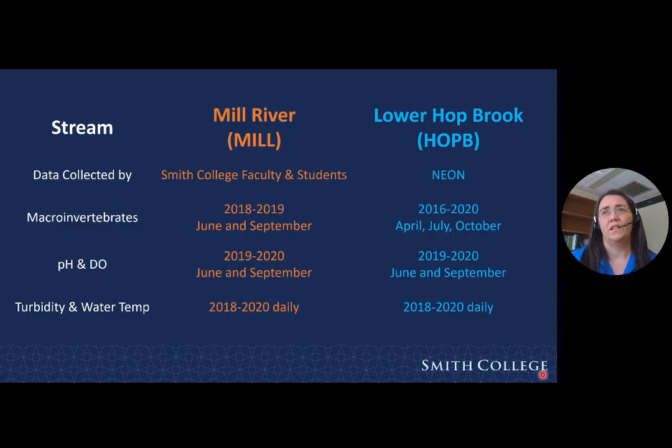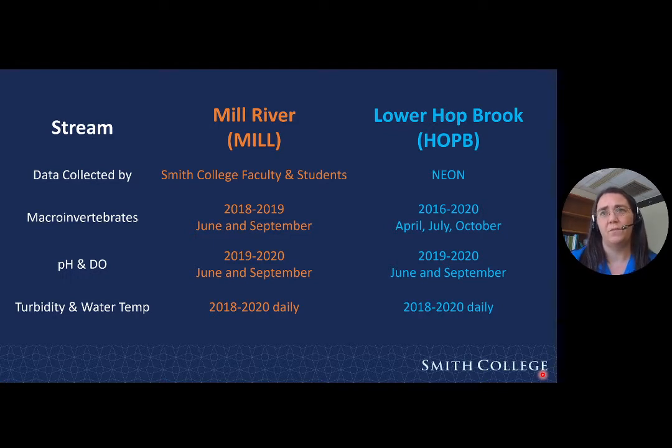During remote teaching this year, we used data collected by me and various Smith College students and colleagues from the Mill River, as well as data collected by the National Ecological Observatory Network, or NEON, from the Lower Hop Brook. Both rivers are wadable streams in western Massachusetts, only about 40 kilometers apart, and experience a very similar climate. The sampling was not done exactly the same way, but I think it was similar enough to give an interesting comparison. I will present data today on the macroinvertebrates and several water quality measurements.